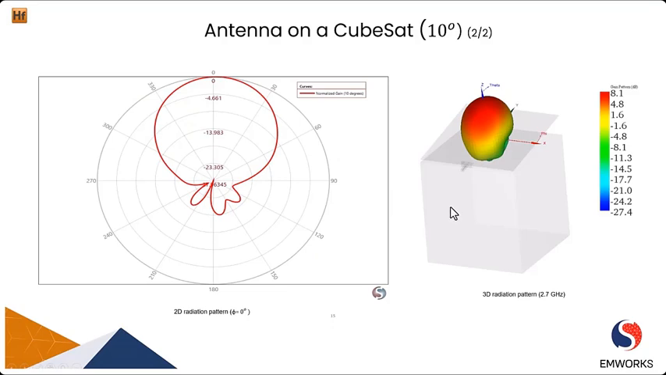Now let's see what would happen to the gain of the antenna. As we can see, again we have a maximum gain along the z-axis. Also, we have an improved gain of almost 80 dB. On the left, we can see a 2D radiation pattern of the antenna at phi equal to 0 degrees.